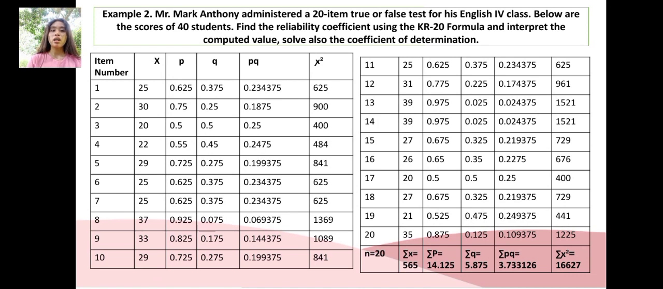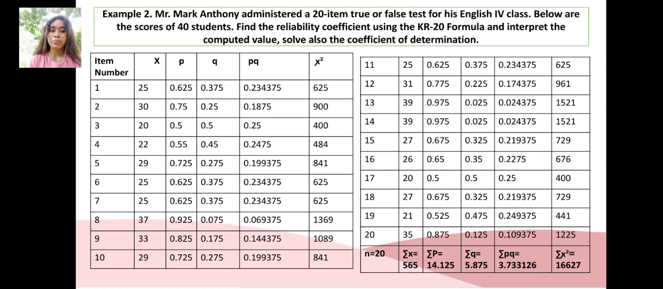Okay, example 2. Mr. Mark Anthony administered a 20-item true or false test for his English 4 class. Below are the scores of 40 students. Find the reliability coefficient using the KR20 formula and interpret the computed value. Also solve the coefficient of determination. The table consists of 6 columns. The first column is the item number. So we have 20 items in the test.